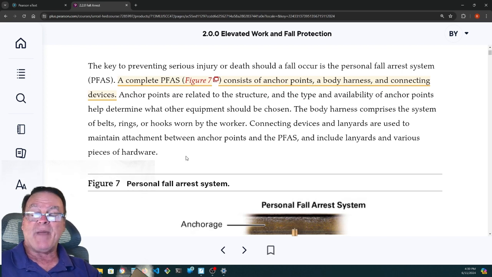If you weigh 200 pounds and you fall 6 feet, at the end of that 6 feet, I forget what they said, you're something like 1,800 pounds of force being put on that lanyard and that anchor point. So make sure that you're using only approved anchoring devices.